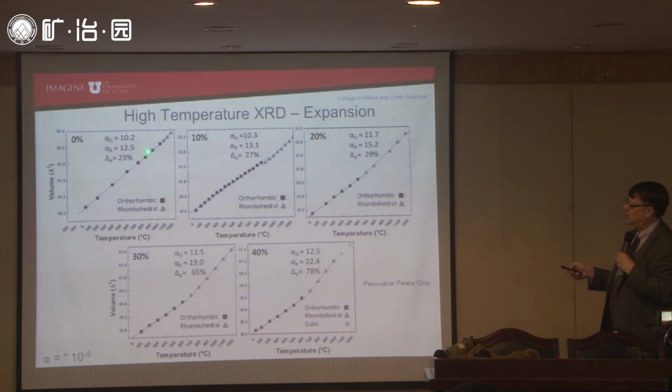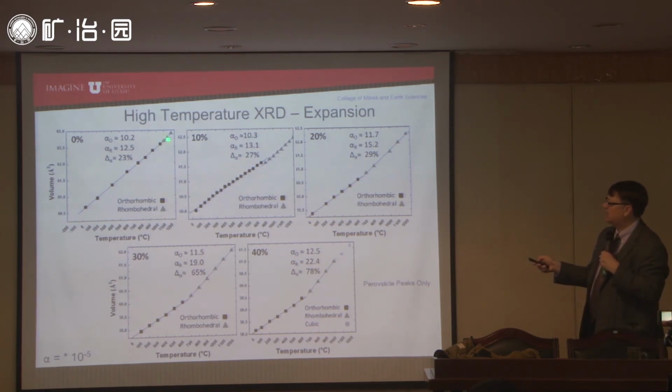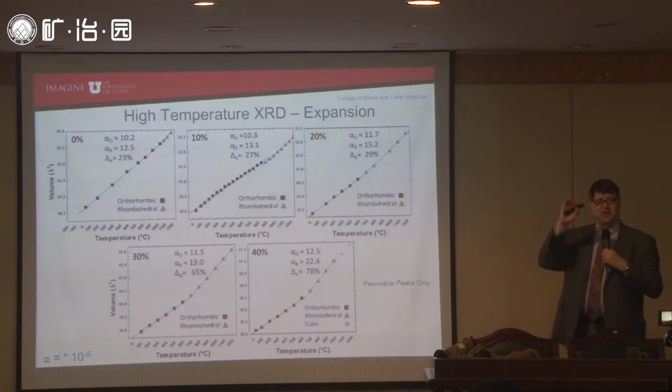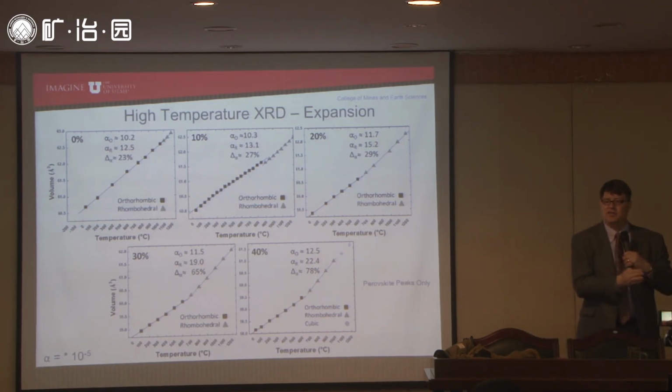And you can see that as we heat it up, it goes from orthorhombic perovskite to monoclinic. Here it goes from orthorhombic to monoclinic, orthorhombic to monoclinic, orthorhombic to monoclinic. And here it goes from orthorhombic to monoclinic to cubic in the 40% case. And you can see that in each case, as we add calcium, this transition temperature goes to a lower and lower temperature.